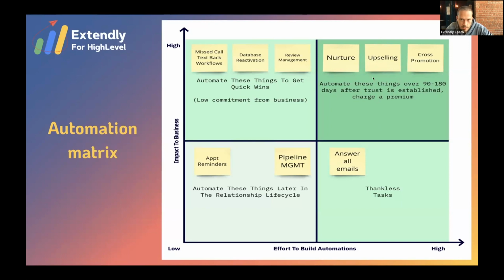To upsell, you need to know what their current product stack looks like, how do we transition from product 1 to product 2, all that type of stuff. Nurture, you need a bunch of custom copy. Cross promotion, you need to know how similar products are and how you can bridge people between them. So there's a lot of different things. These are just examples. So I basically say automate these things over the course of 90 to 180 days after trust is established, and charge a premium to do it.